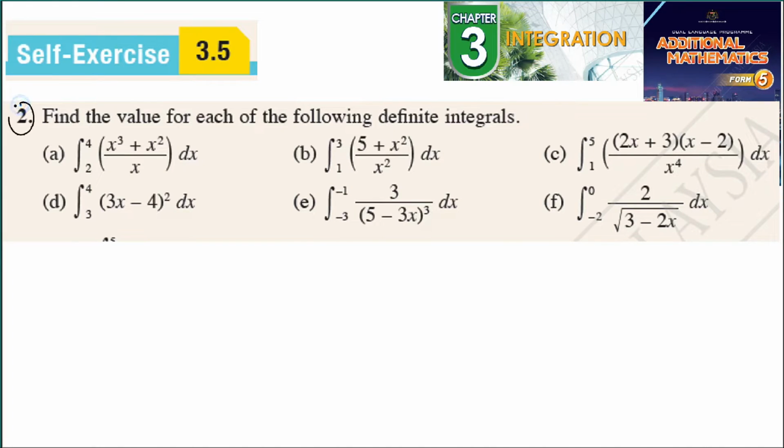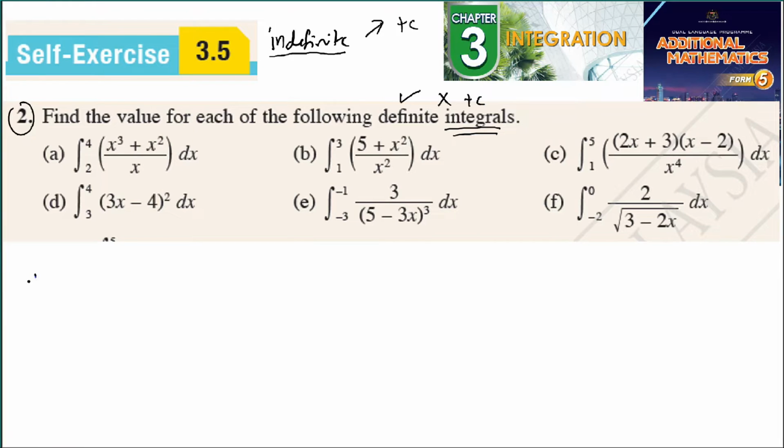Okay, number 2, find the value for each of the following definite integrals. We see here why it's definite, because we have numbers here, 2 to 4, 3 to 4. That's why it is definite. When you see indefinite, it means that you don't really have from where to where, right? So this is indefinite, so you have to add plus c. But since this is definite, you don't have to add plus c, right?